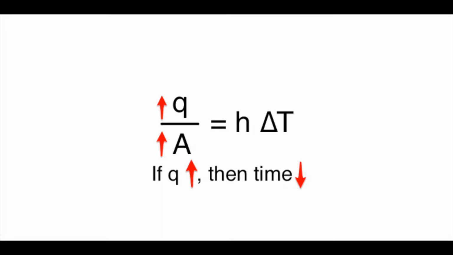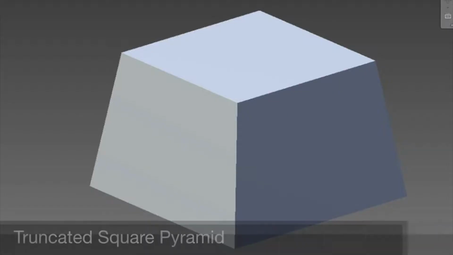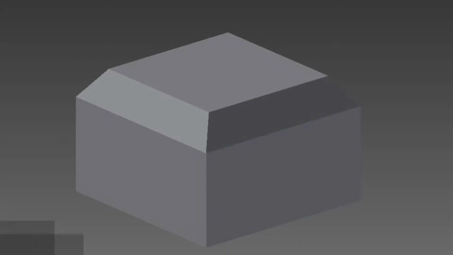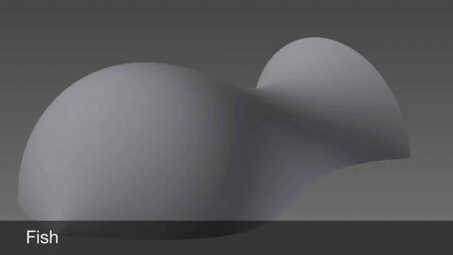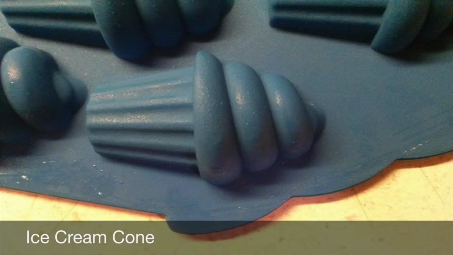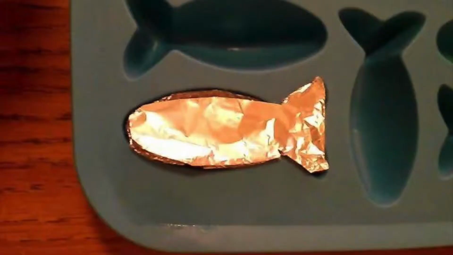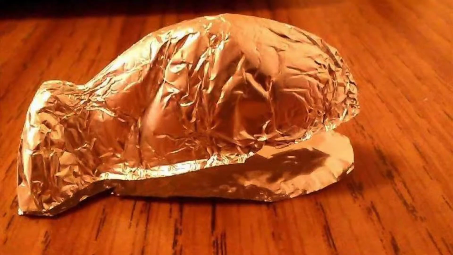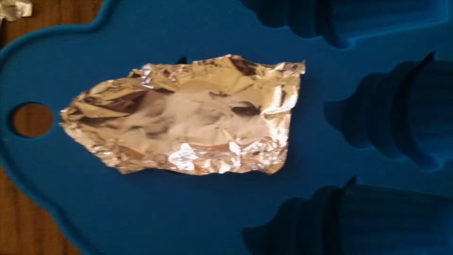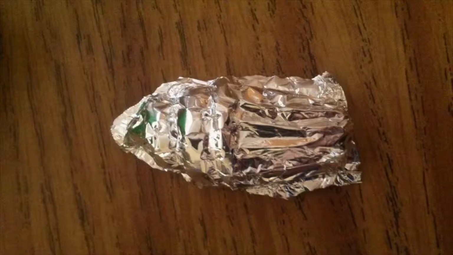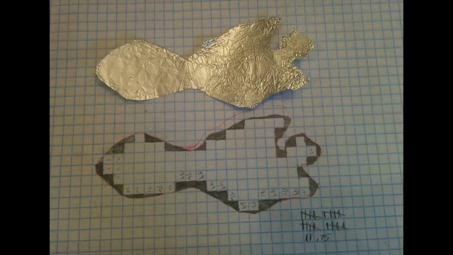Larger surface areas will result in faster melting. The different ice shapes have different surface areas and thus will have different melting times. Because we're using complex three-dimensional shapes, we had to approximate these surface areas. For the cube and truncated pyramid, these areas were found with simple geometry. For the fish and ice cream shape, the areas were found by lining the tray tightly with aluminum foil and then spreading the shapes out over graph paper. We then found the area from the graph paper.